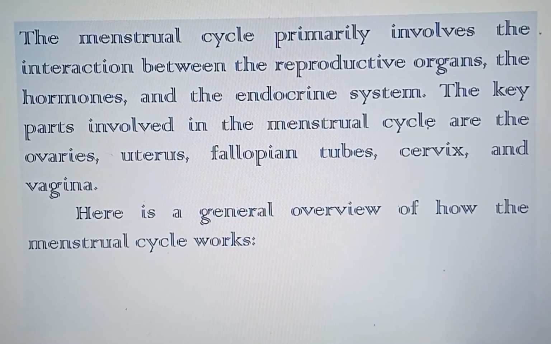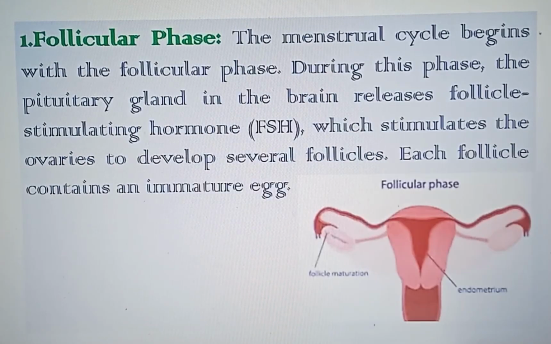So the menstrual cycle primarily involves the interaction between the reproductive organs, the hormones, and the endocrine system. The key parts involved in the menstrual cycle are the ovaries, uterus, fallopian tubes, cervix, and vagina. Here is a general overview of how the menstrual cycle works.